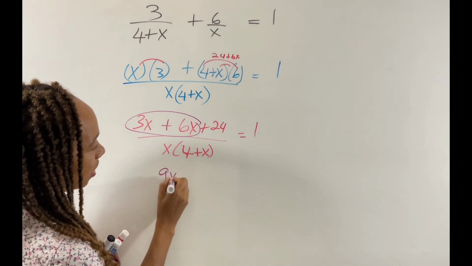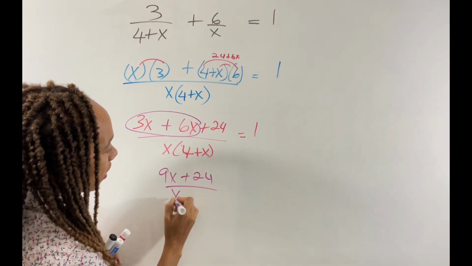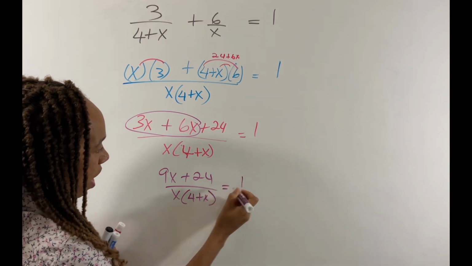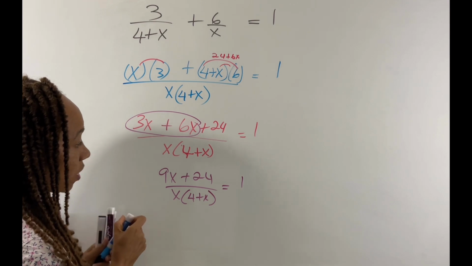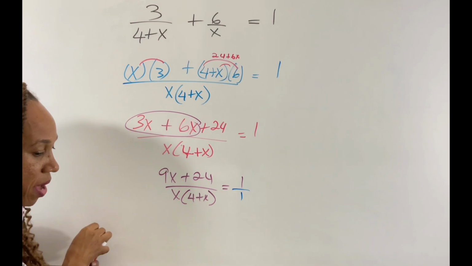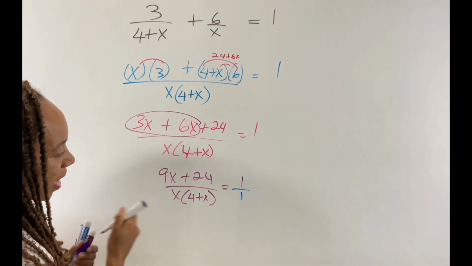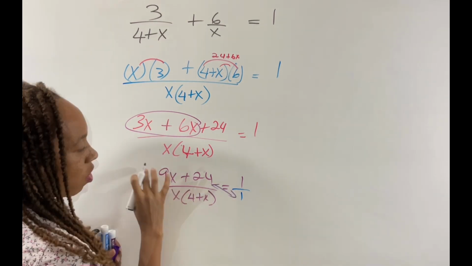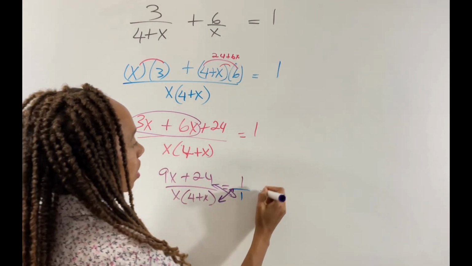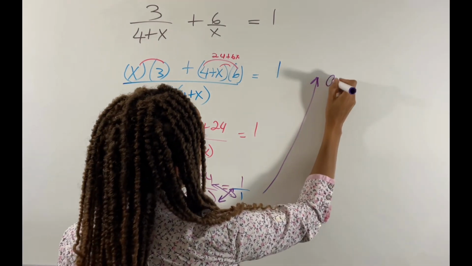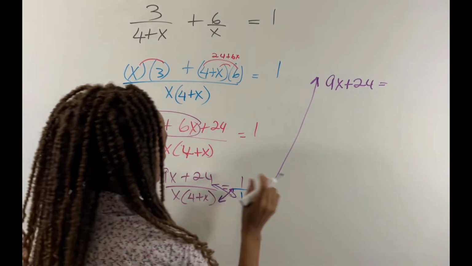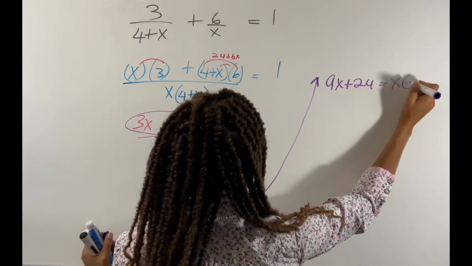So you have (9x + 24) over x(4 + x) equals 1. Now that 1 we can write as 1 over 1, because we're going to use the cross multiplication method next. With the cross multiplication method, the 9x + 24 is going to be cross multiplied with 1, which is simply, I'm going to write it up here, 9x + 24, and then this is going to be the bottom part, which is going to be written at the side, 4 + x.